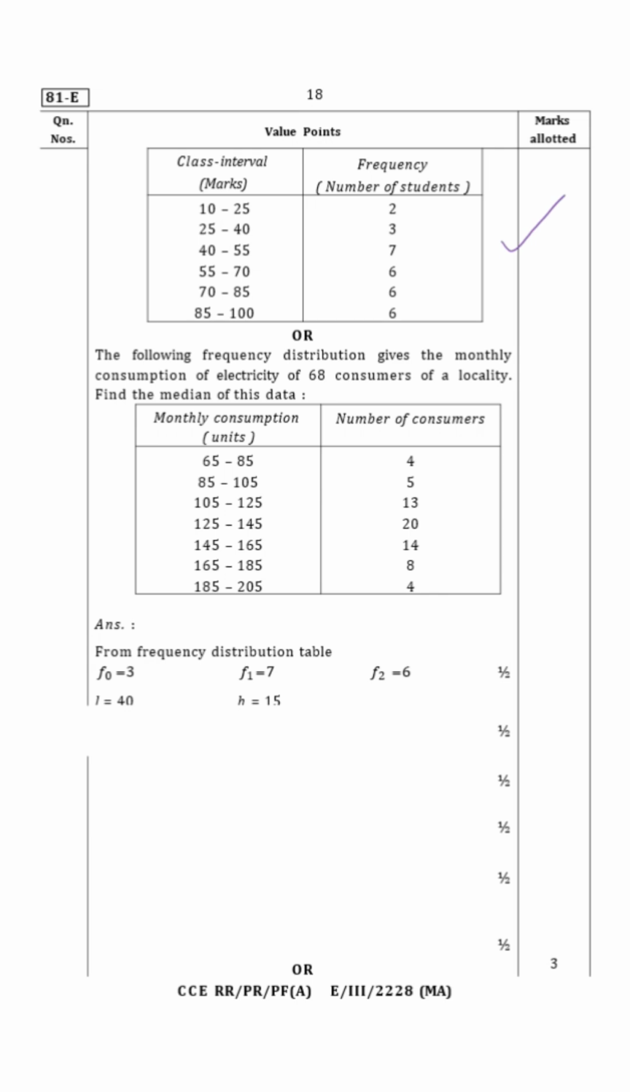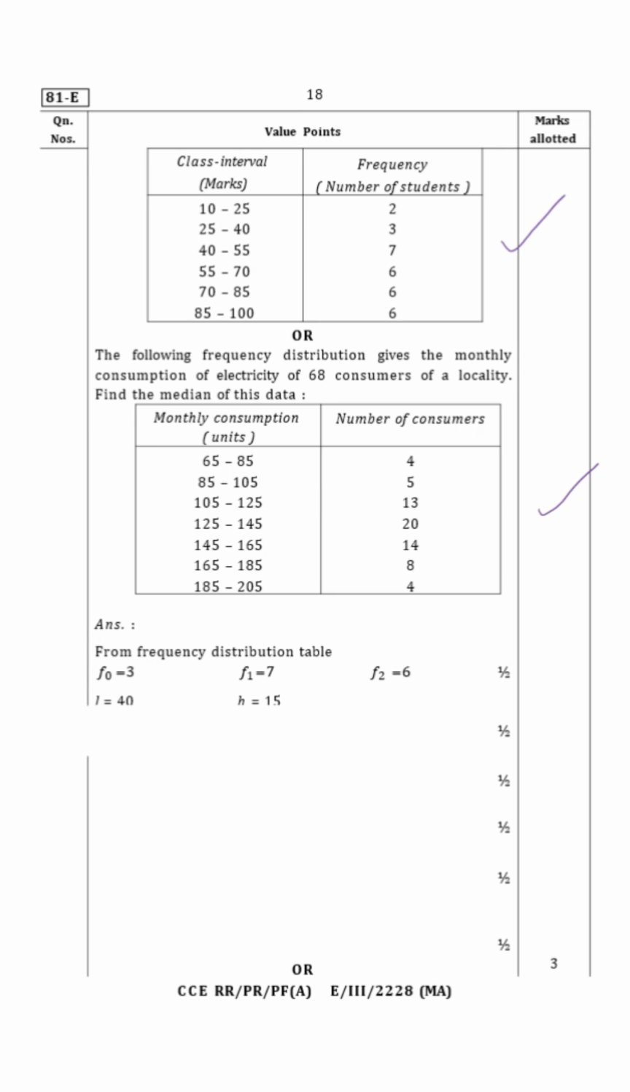There is an internal choice question which is also taken from the chapter Statistics. Following frequency distribution gives the monthly consumption of electricity of 68 consumers of a locality. Find the median. For this distribution table, you have to find median. Now let us find mode.